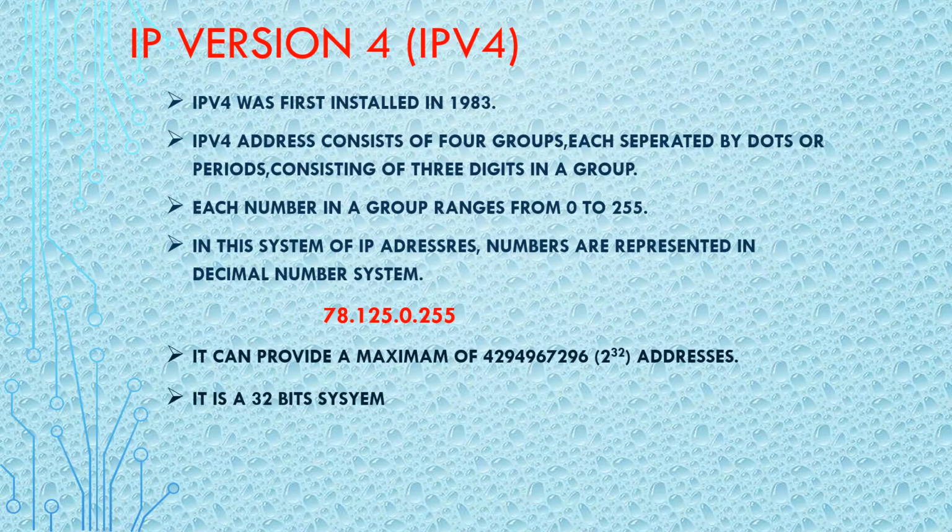In this system of IP addresses, numbers are represented in the decimal number system. The decimal number system is a system in which we have 10 digits from 0 to 9. It can provide a maximum of 2 raised to the power 32 addresses, about 4 billion addresses. It is a 32-bit system.